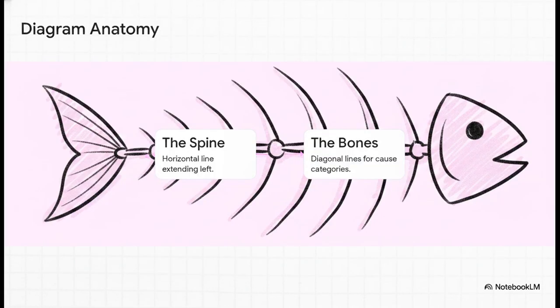Let's break down the actual anatomy of this diagram, which is commonly called a fishbone diagram. You start with the head on the far right, which is the specific failure of our Komatsu engine. From there, you draw the spine, extending horizontally to the left. Branching off that spine are the bones, representing the major categories of potential causes. And finally, you add the ribs. These are the smaller horizontal lines branching off the bones to list specific granular issues. It is a brilliant way to visually break down a complex engineering problem so that everyone, from your frontline workers all the way up to management, can easily understand it.